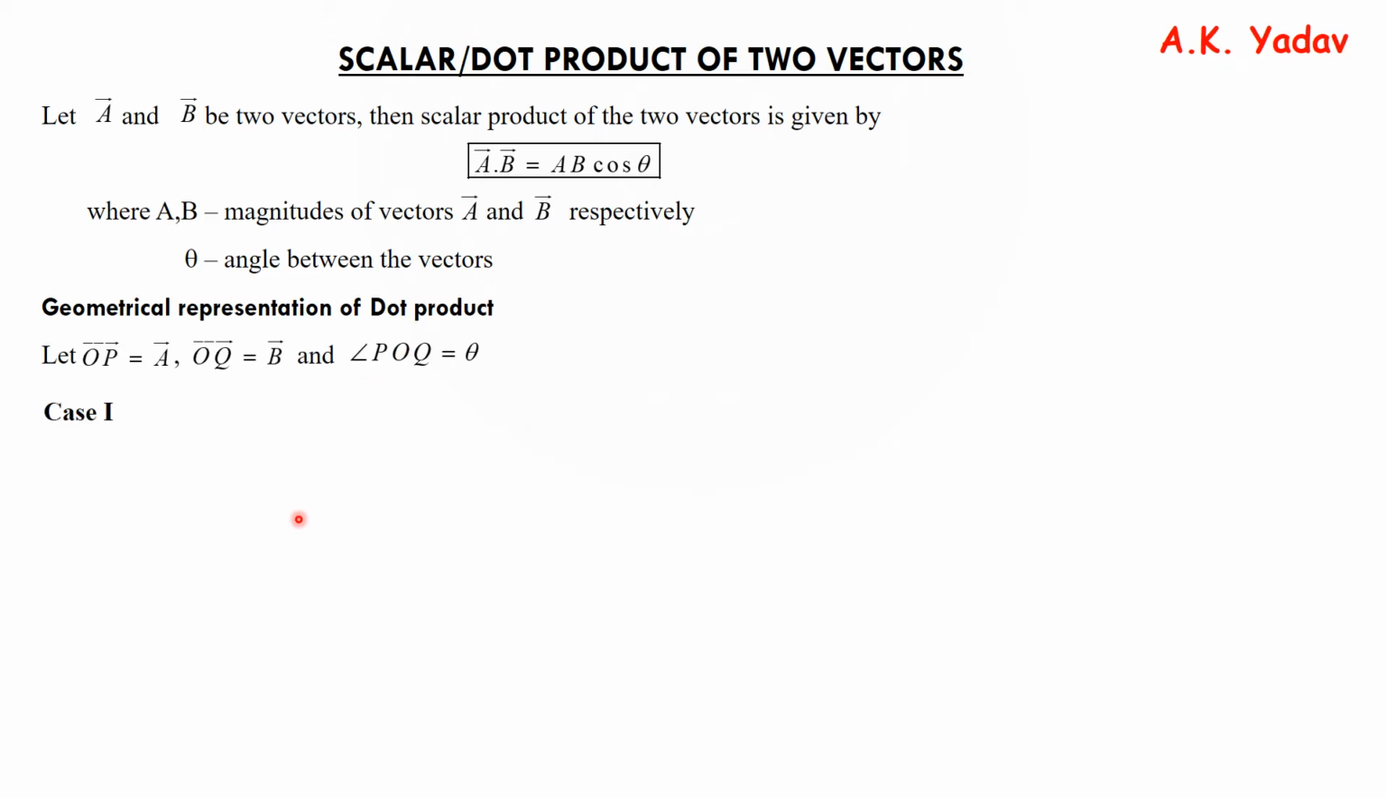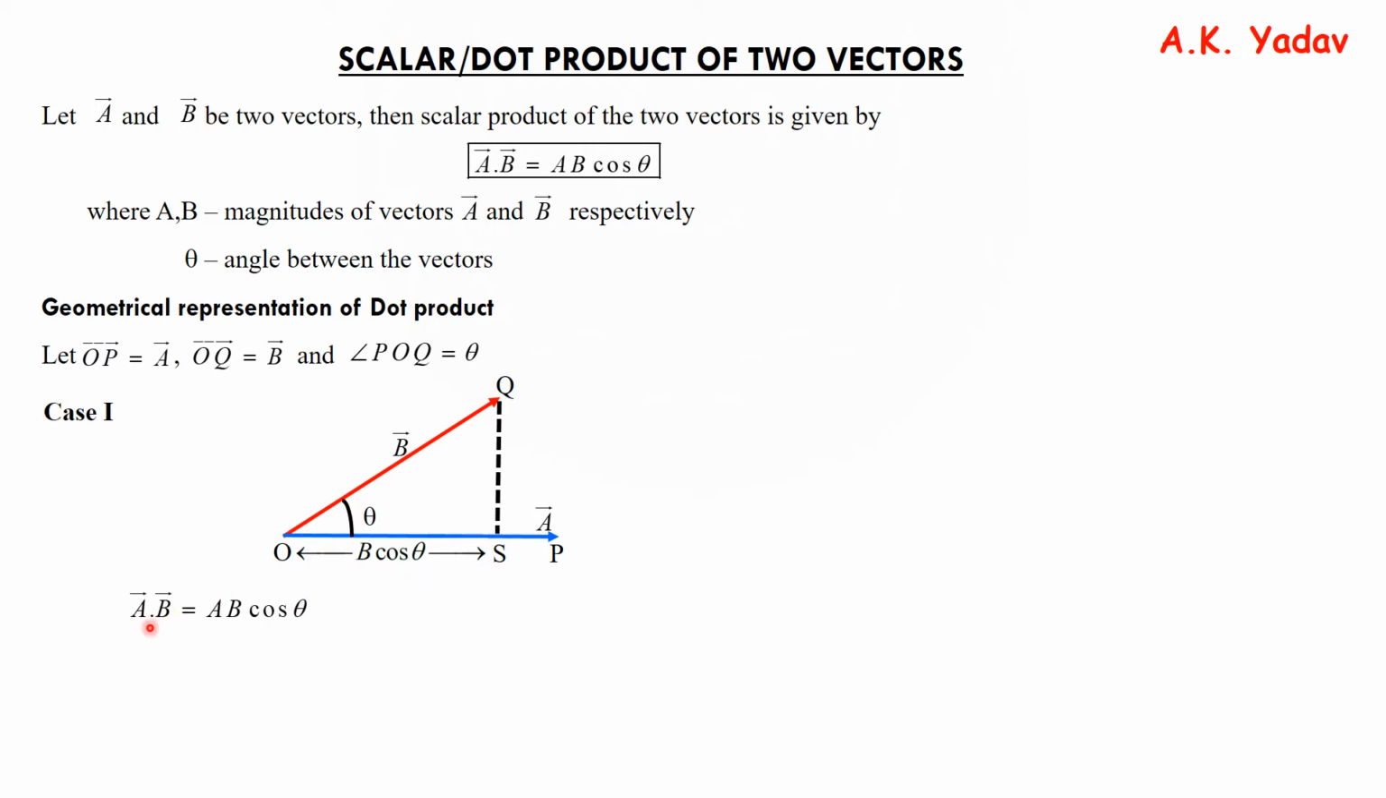Let OP equal vector A, OQ equal vector B, and angle POQ equal theta. This is our case 1. Let us draw QS perpendicular to OP. Now, this is vector B, this is angle theta, so the vector B can be resolved into two components. One will be B sine theta, another one will be B cos theta. So this horizontal component is B cos theta.